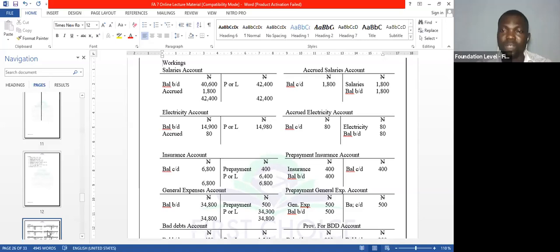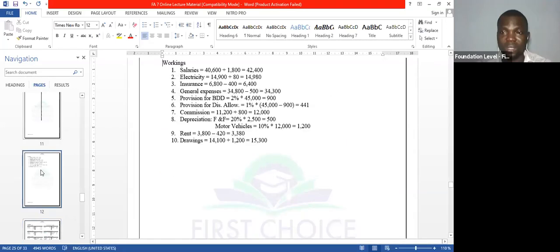This format is a little bit time consuming, and if you are not careful, you might not know that you're expected to put this account here and that account there. But this one is straight up. It's just the mathematical aspect: addition, subtraction, addition, subtraction. But this is a little bit technical because you need to know the figure that will hit your profit and loss account and the one that will hit your financial position.